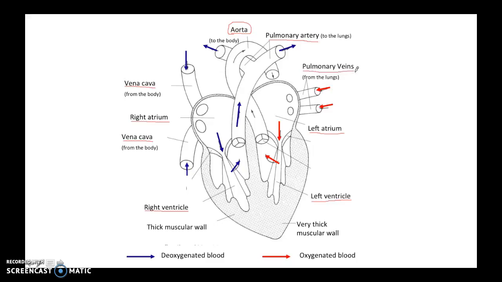I'm not sure if I said that earlier. So make sure that you label all of these important parts, and if you feel like it, use a red or blue pen in order to distinguish the oxygen-rich blood from the deoxygenated or oxygen-poor blood.